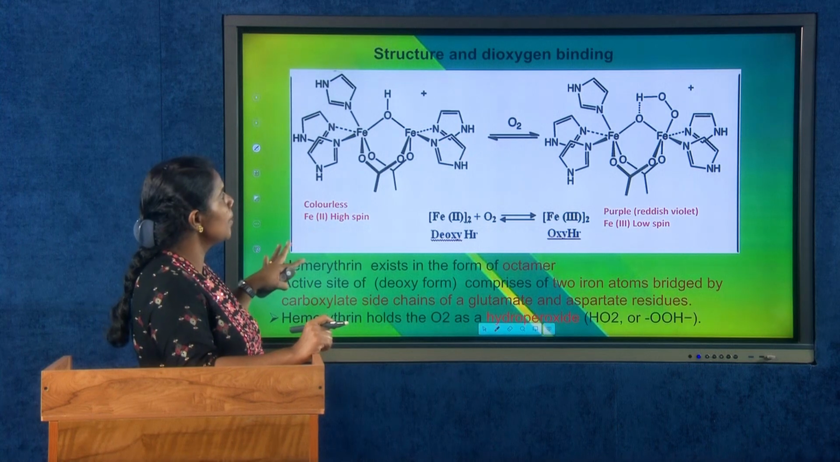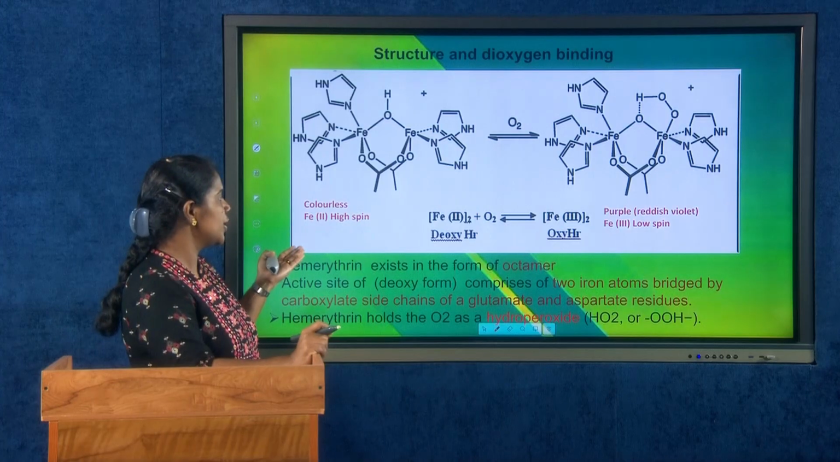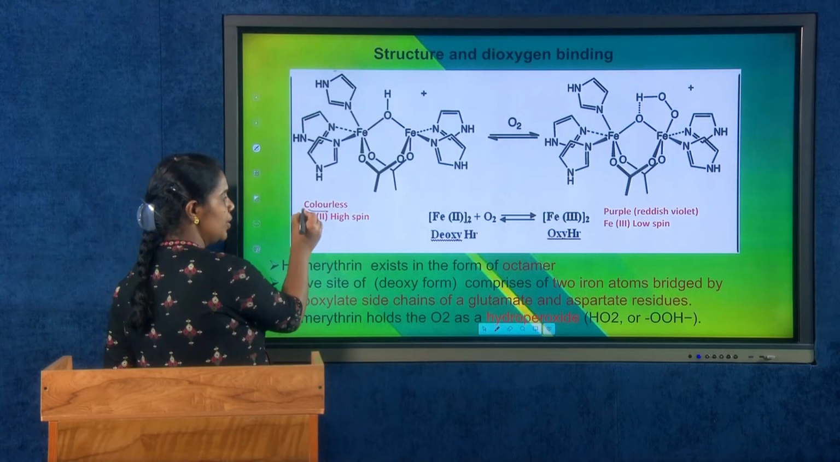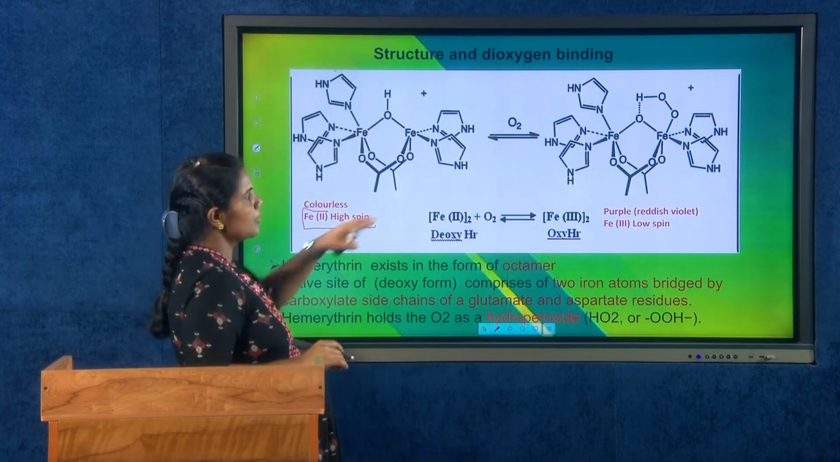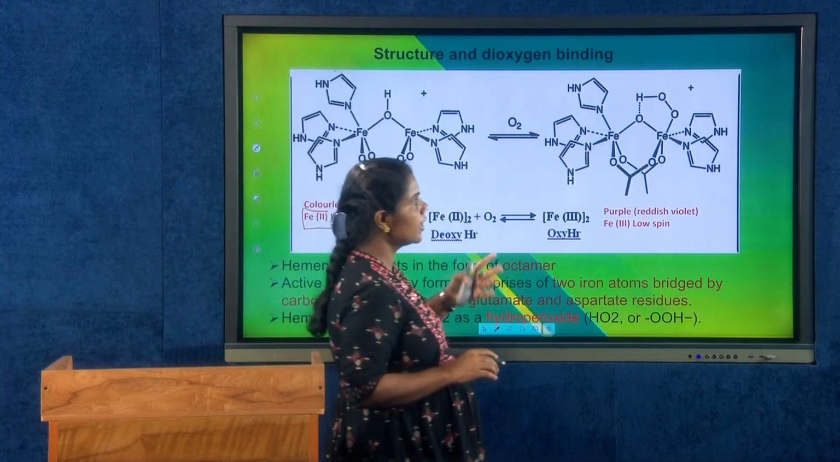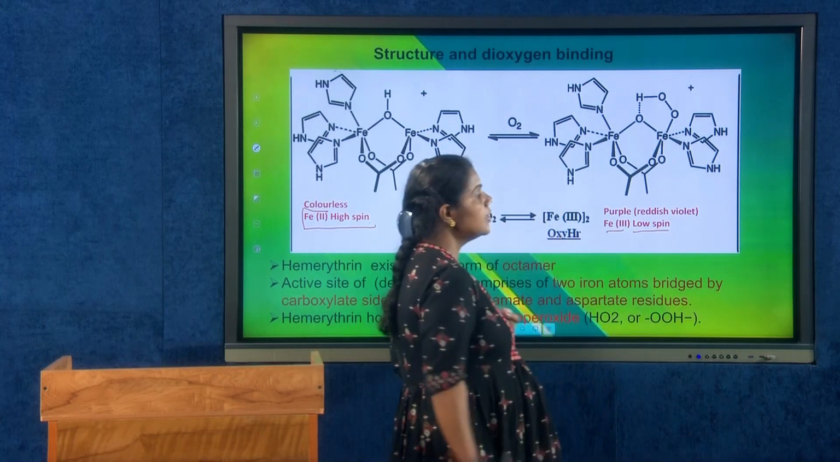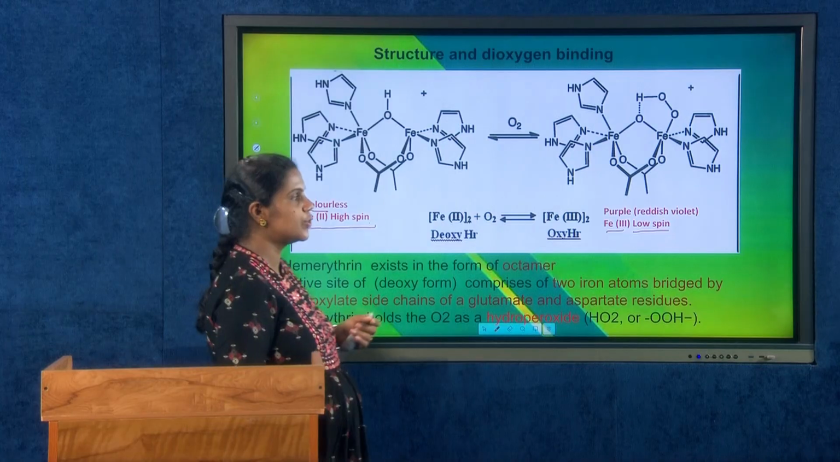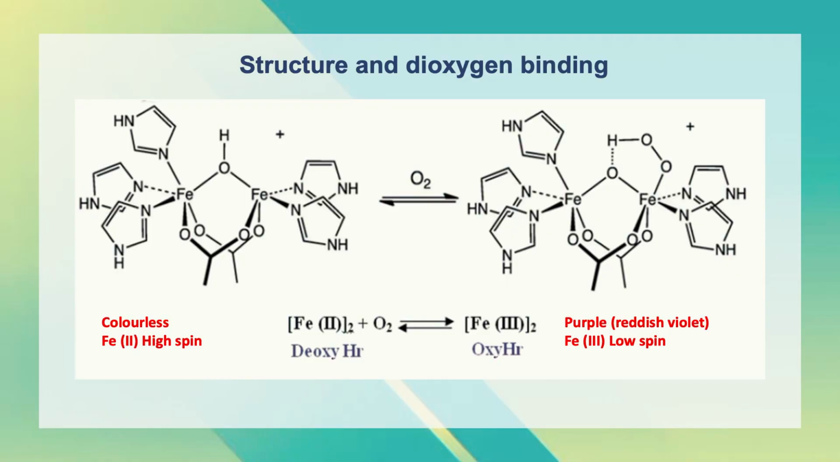So, this is the hemerythrin molecule. It is colorless in the deoxygenated form. It contains Fe2+ ion in the high spin state. So, what happens upon oxygenation? It is getting converted into Fe3+ low spin and the color changes from colorless to reddish violet. Actually, hemerythrin exists in the form of an octamer, that is, it contains almost 8 subunits.